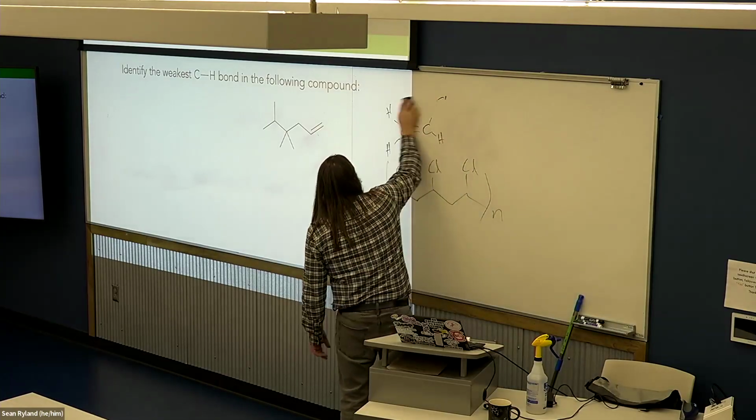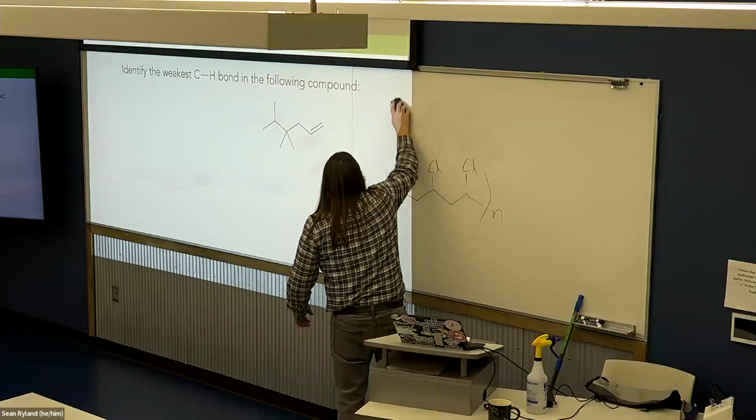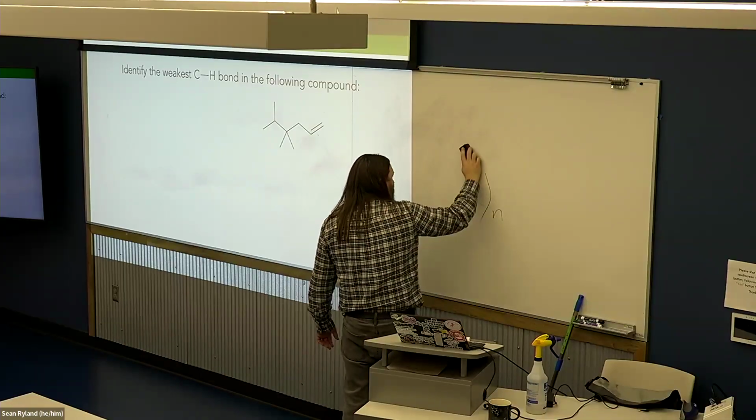So vinyl means attached to the alkene. Allylic means one away.